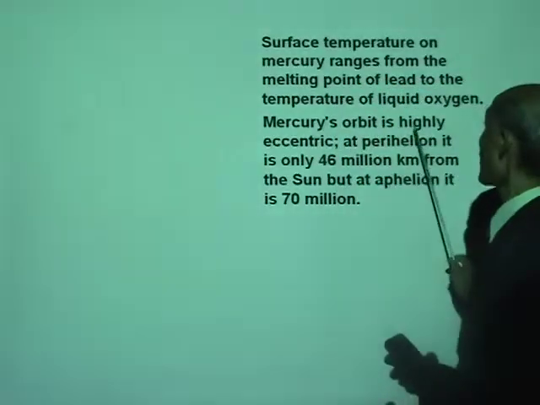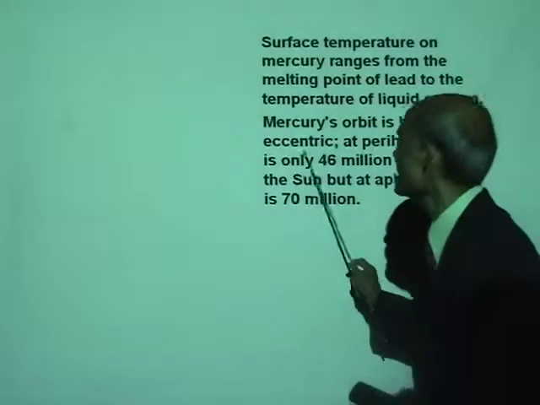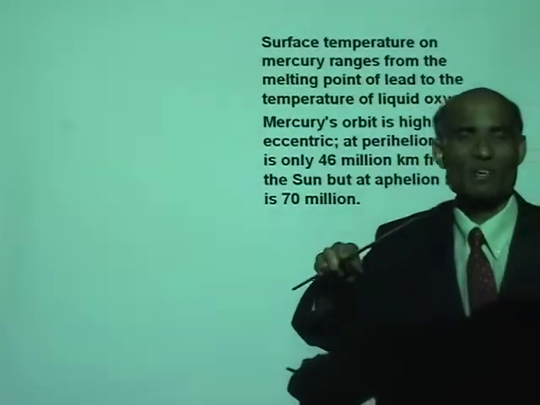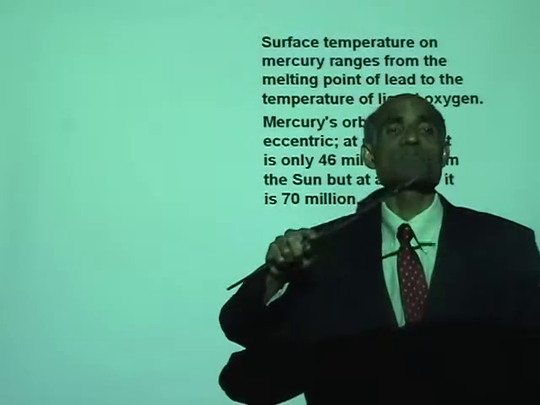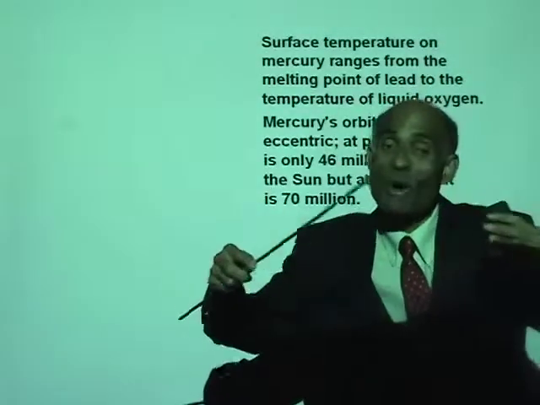So Mercury's orbit is highly eccentric. You understand the meaning; I explained to you what eccentricity means. The orbit being highly eccentric means it deviates from the circular path quite a bit.